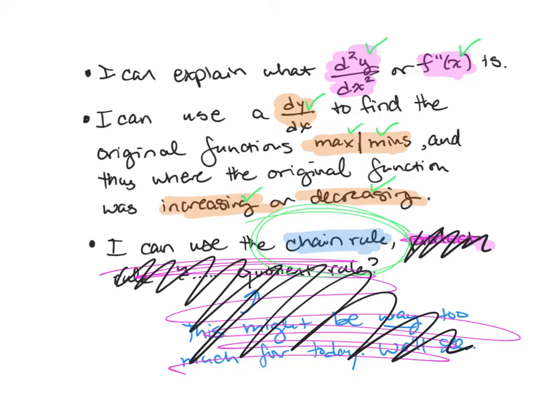Going to cover kind of what all of these things are. So in this video, we're going to cover what this is and what this is, which is the second derivative. We're also going to talk about how we could use the derivative to learn about max and mins of an original function, and also when the original function is increasing and decreasing, and then we're going to cover the chain rule. I'd planned on this, and I was wrong.